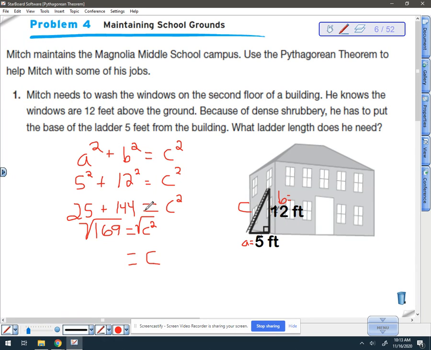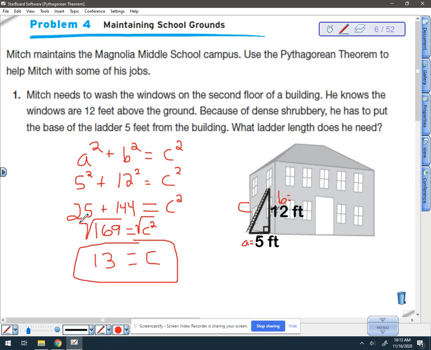So the square root of c squared is just c because they cancel out. And then over here you got to do the square root of 169. So this is where you need to get a calculator. You can use Desmos, something that has square root on it. So you're able to type that in and figure out that the square root of 169 is 13. So your answer, what length ladder does he need? He needs a 13-foot ladder to reach exactly to the window.